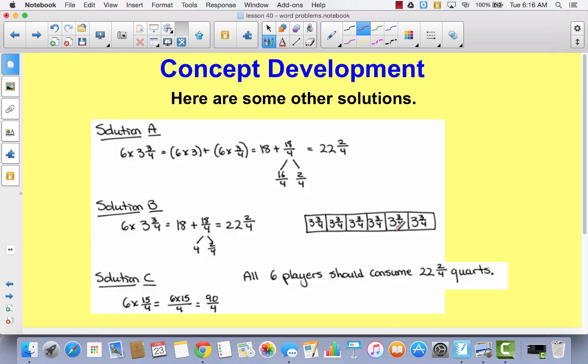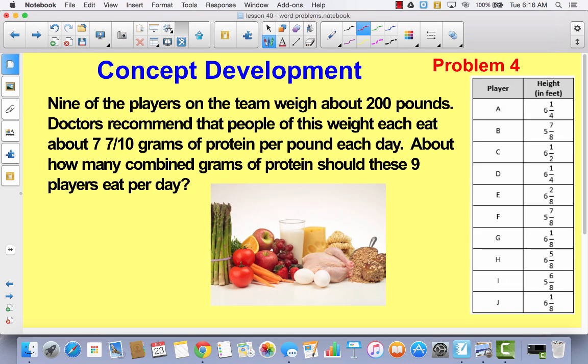Okay? All right, moving right along. All right, now we have problem number 4. 9 of the players on the team weigh about 200 pounds. Doctors recommend that people of this weight each eat 7 7/10 grams of protein per pound each day. About how many combined grams of protein should these 9 players eat per day?